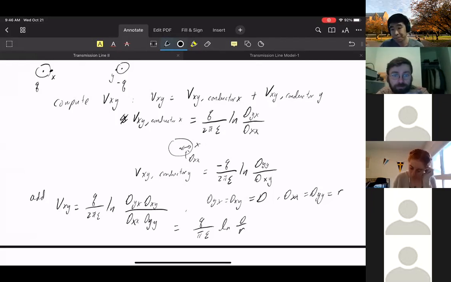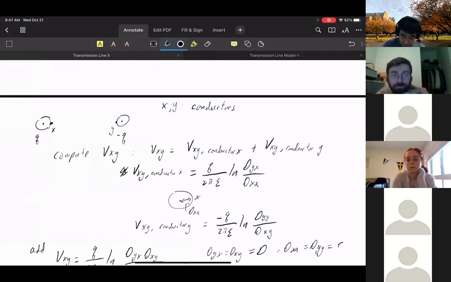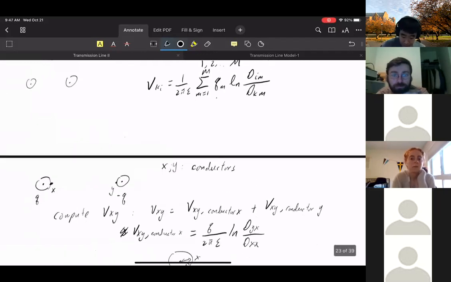Yeah, go ahead. Sorry, could you go over again how the values in the natural log were chosen? How the values are chosen? Or I guess just, why d_yx over d_xx? Okay, so let's go through this again. Let's look at our equation up here.